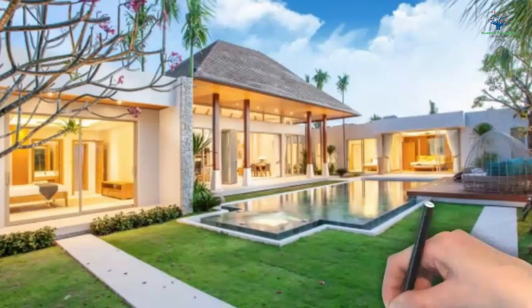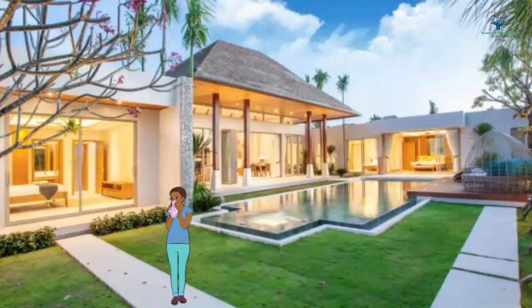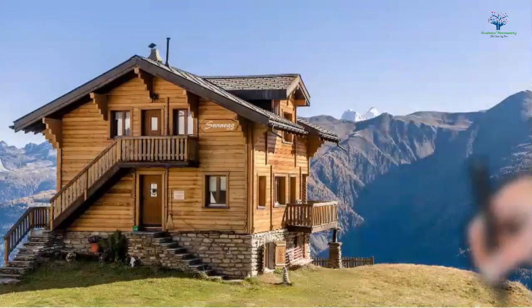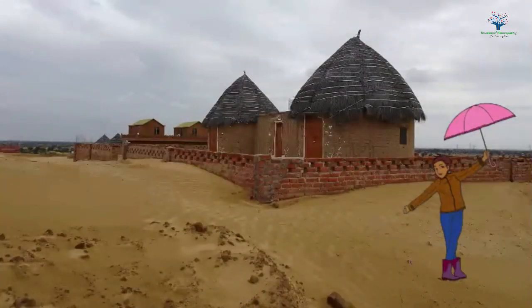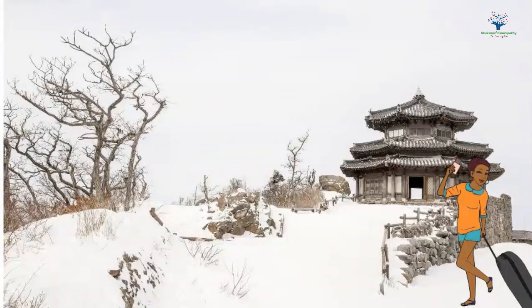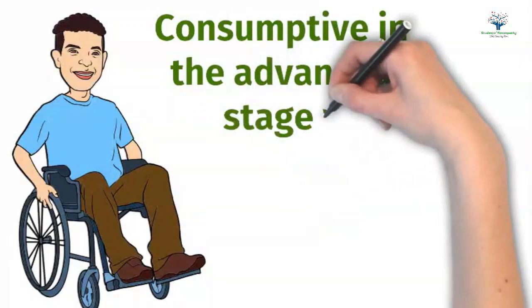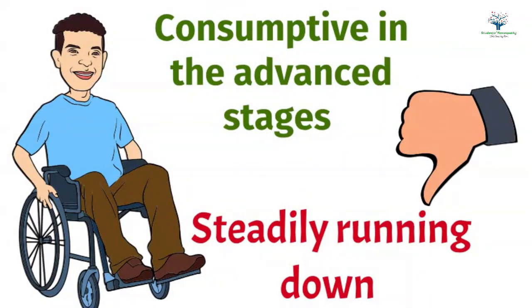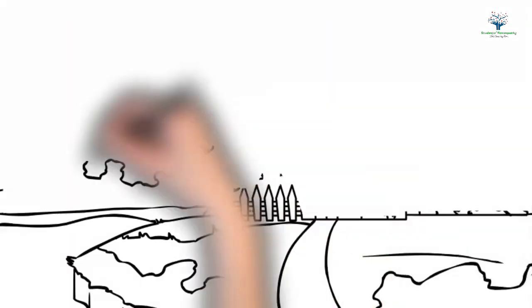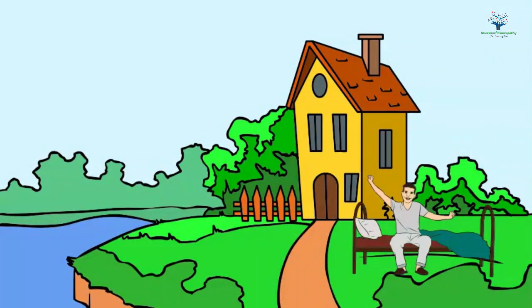Individuals unable to live in the ordinary atmosphere because of Psora must be sent to the mountains or warm lands or cold lands, wherever they feel better. A consumptive in the advanced stages who is steadily running down in his climate must be sent to a climate where he can be made comfortable.